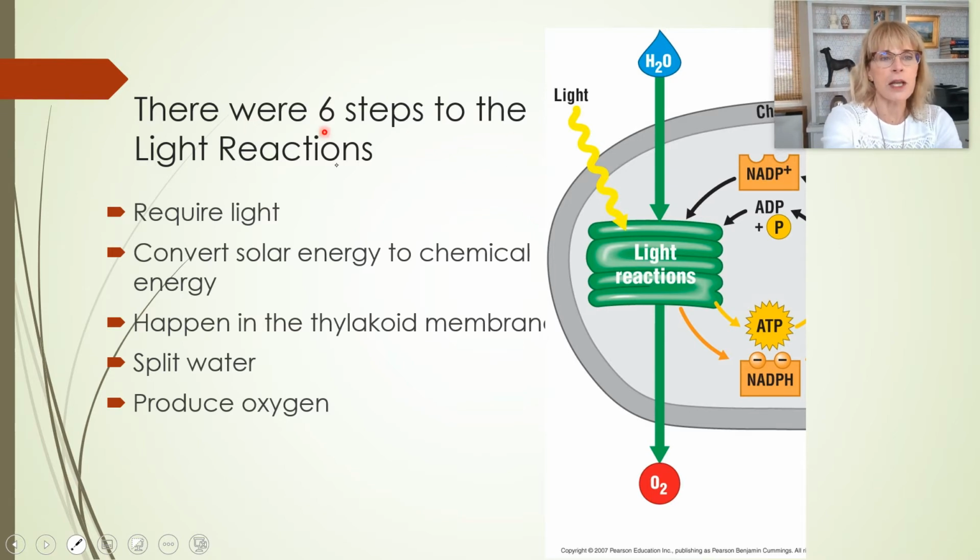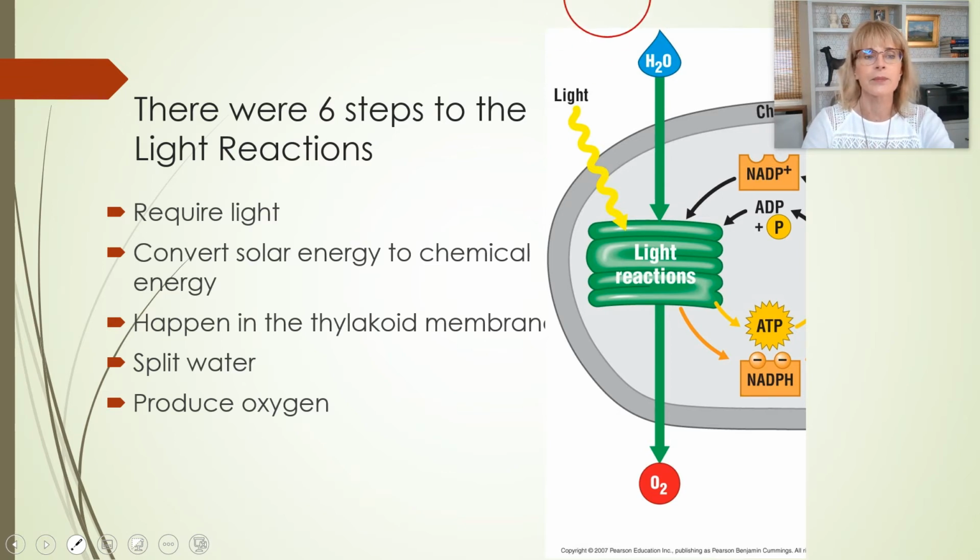So there were 6 steps to the light reactions. They required light. They were performed in the thylakoid. Ooh, there's another question that's going to be on the quiz. Where are the light reactions? In the thylakoid. Where is the Calvin cycle? In the stroma. Anyway, the light reactions happen in the thylakoid membrane. This is where water gets split. This is where oxygen gets made. Oxygen came from the water.